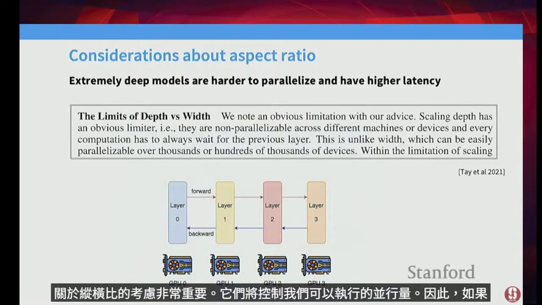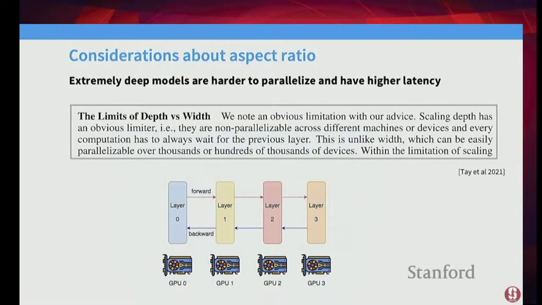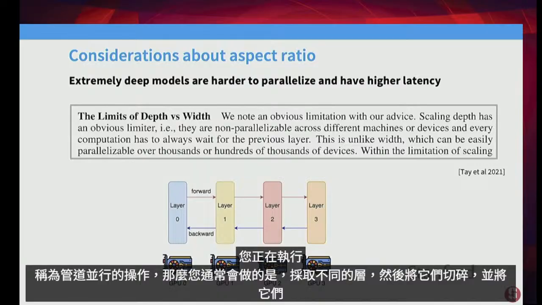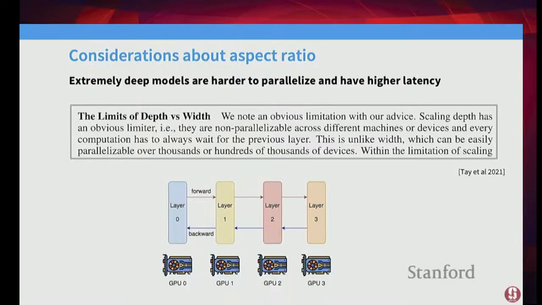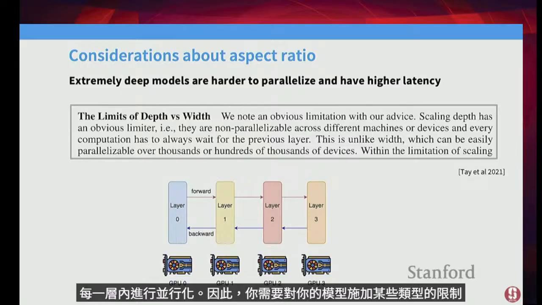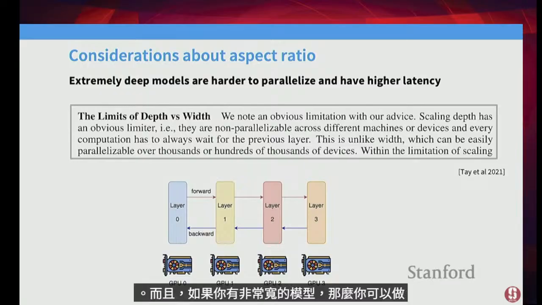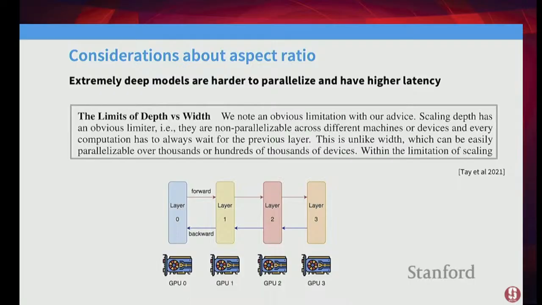There's considerations about aspect ratio that are quite important. They will control the amount of parallelism that we can do. So if you're doing something called pipeline parallel, what you're often going to do is take your different layers, cut them up, and put them on different devices or different blocks of devices, because you'll parallelize within each layer as well. And so there's going to be certain kinds of constraints that you're going to put on your model.